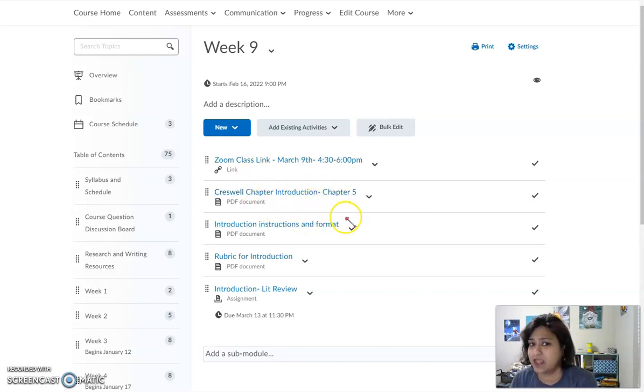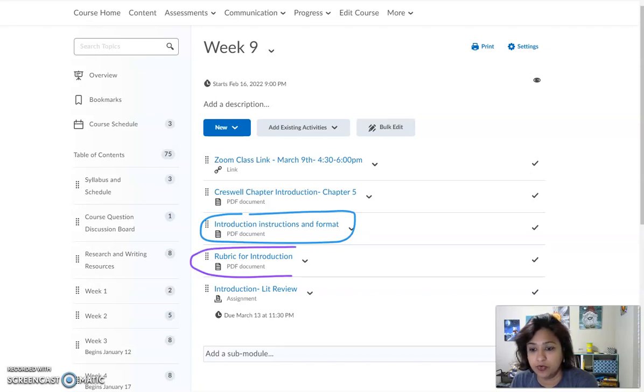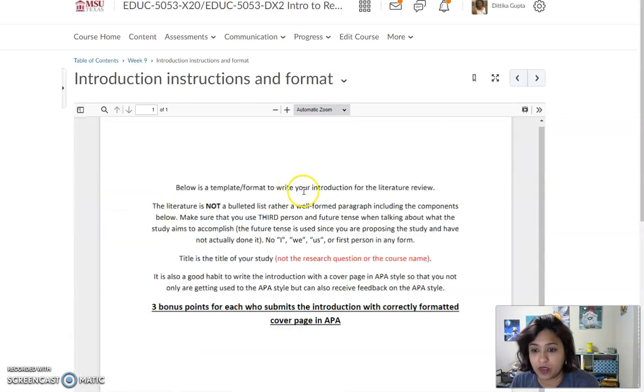It also has some sample introductions about different studies. Here is your introduction. Let me mark it. This is your introduction instruction and format. And then this is the rubric that you have over there. And lastly, this is your Dropbox for the introduction. So let's talk about each one of these quickly.